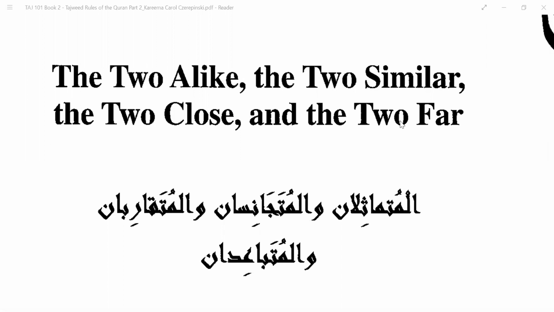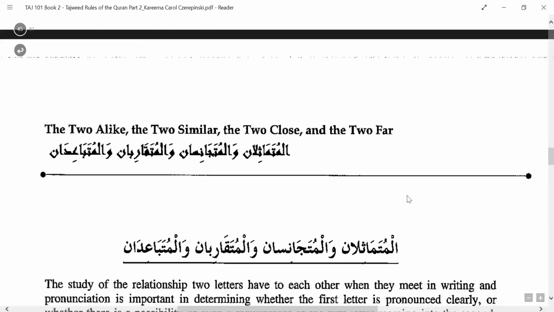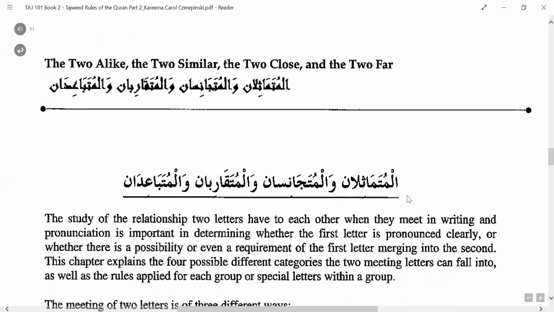These words in Arabic are known as mutamathilan, mutajanisan, mutaqariban, and mutabaidan. Based on the words itself, you will come to know what they mean. We'll just do a quick recap. Mutamathilan, you can know from mathala. Mathala means like, so mutamathilan means they're alike.